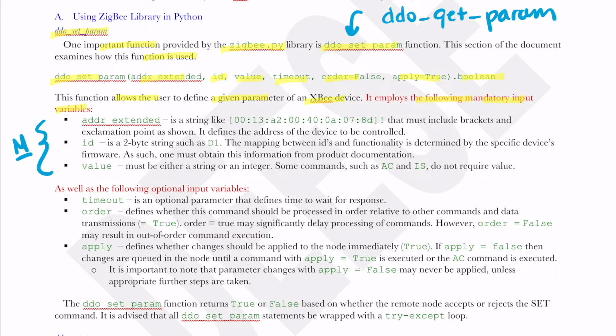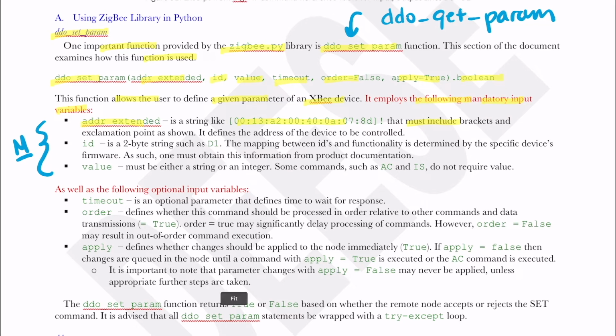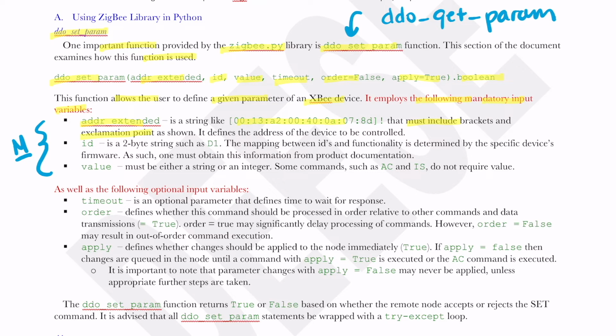All right, we have address extended. It's a string such as this form right here that must include brackets and the exclamation point as shown, so be careful of that. It defines the address of the device to be controlled. Pretty straightforward. ID. This is a 2-byte string, such as D1. The mapping between the IDs and functionality is determined by the specific device's firmware. As such, one must obtain this information from product documentation.